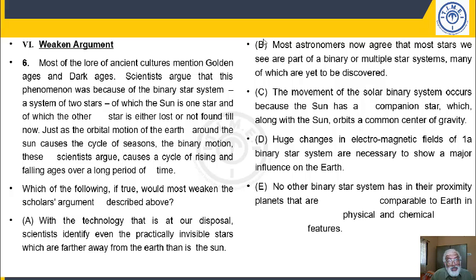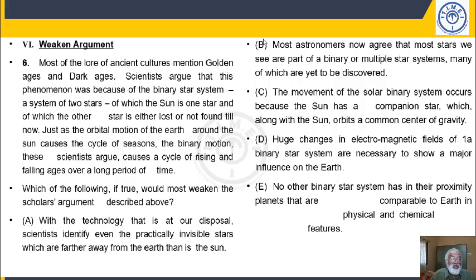There's a system of two stars, of which the sun is one star, and one star is either lost or not found till now. Okay. Just as the orbital motion of the earth around the sun causes the cycle of seasons, the binary motion, these scientists argue, causes a cycle of rising and falling ages over a long period of time. So you talk about some invisible star that causes rising and falling ages.